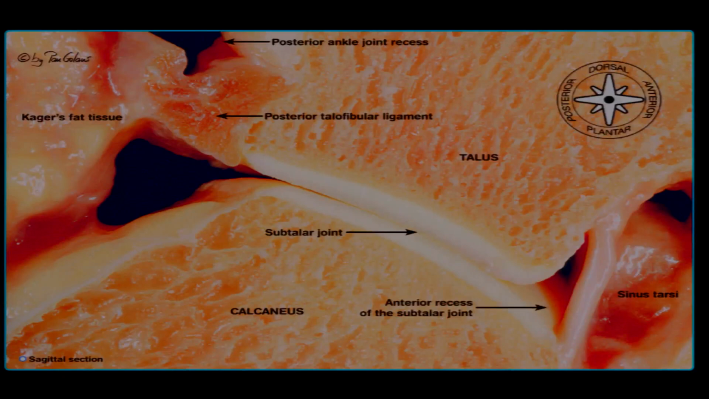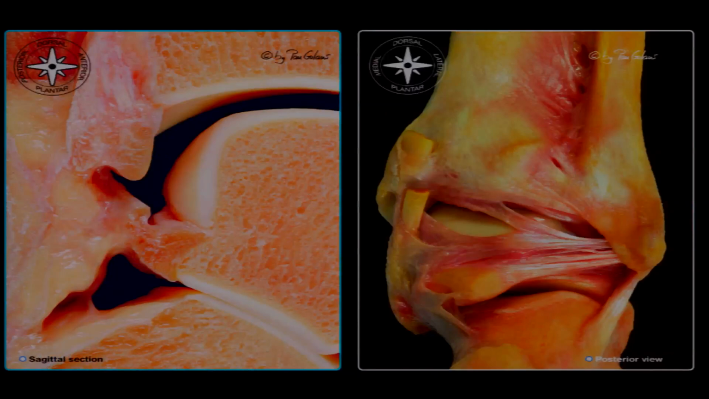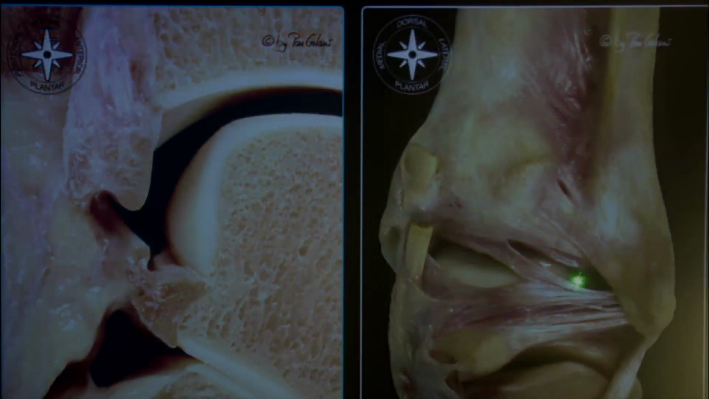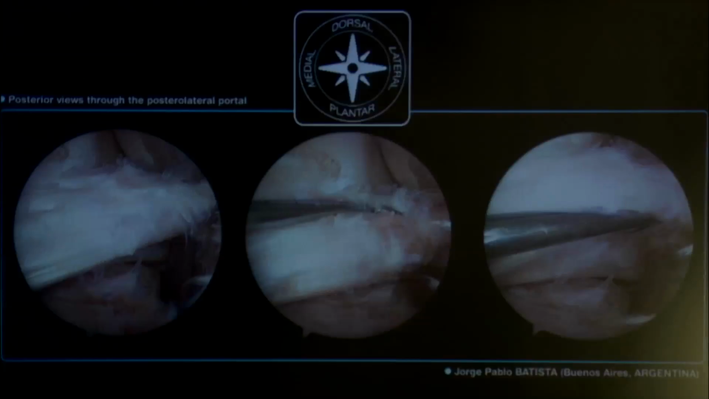And one of the most important references too is the posterior talofibular ligament. The posterior talofibular ligament is a very important landmark. Above is located the talocrural joint. Below is located the subtalar joint. You can see also in this other part of the image, this is the posterior subtalar recess, this is the ankle joint, and this is the image of the posterior talofibular ligament. You can see below and above are the limits of the ankle joint and the subtalar joint. And this is a typical image of this ligament during posterior ankle arthroscopy.